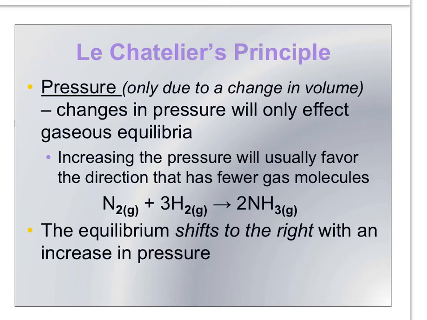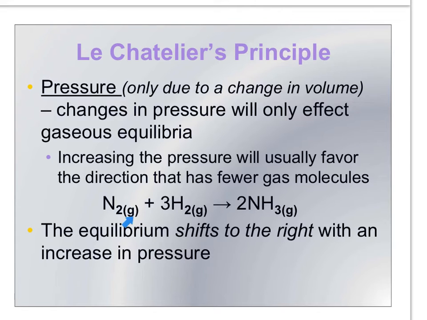So if you increase the pressure, you are going to shift in the direction that has fewer gas particles, because if you increase the pressure, that means you have too many collisions. So you want to go to the side that will make less collisions, which would mean the side with fewer gas particles. And obviously the opposite would be true.